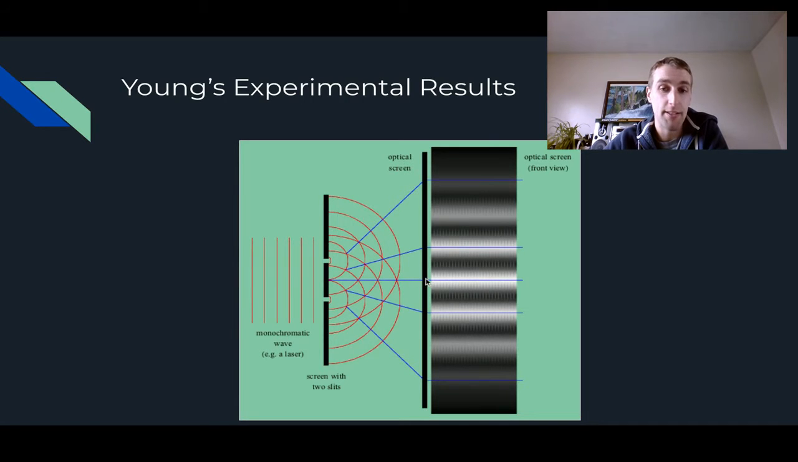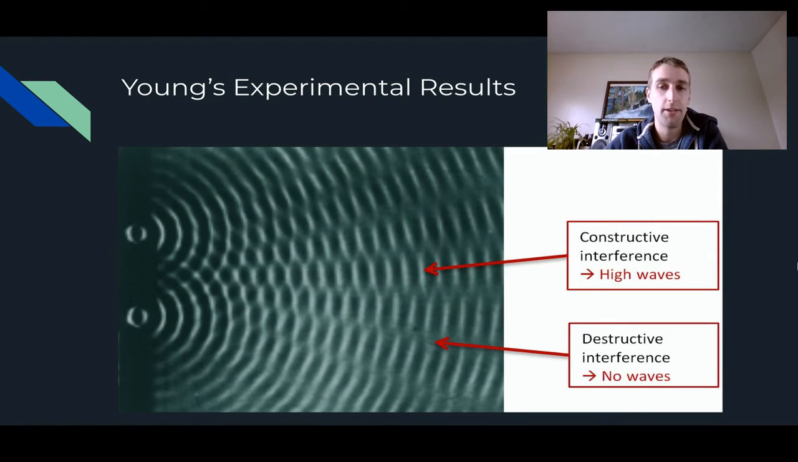In some places, those are the ones where you can see the blue lines here, those waves are going to add constructively, crest with crest, trough with trough, to give you bright spots. And then in some places, these in-betweens, the waves are going to be out of phase and they'll give you dark spots. That's basically all we are trying to explain today.